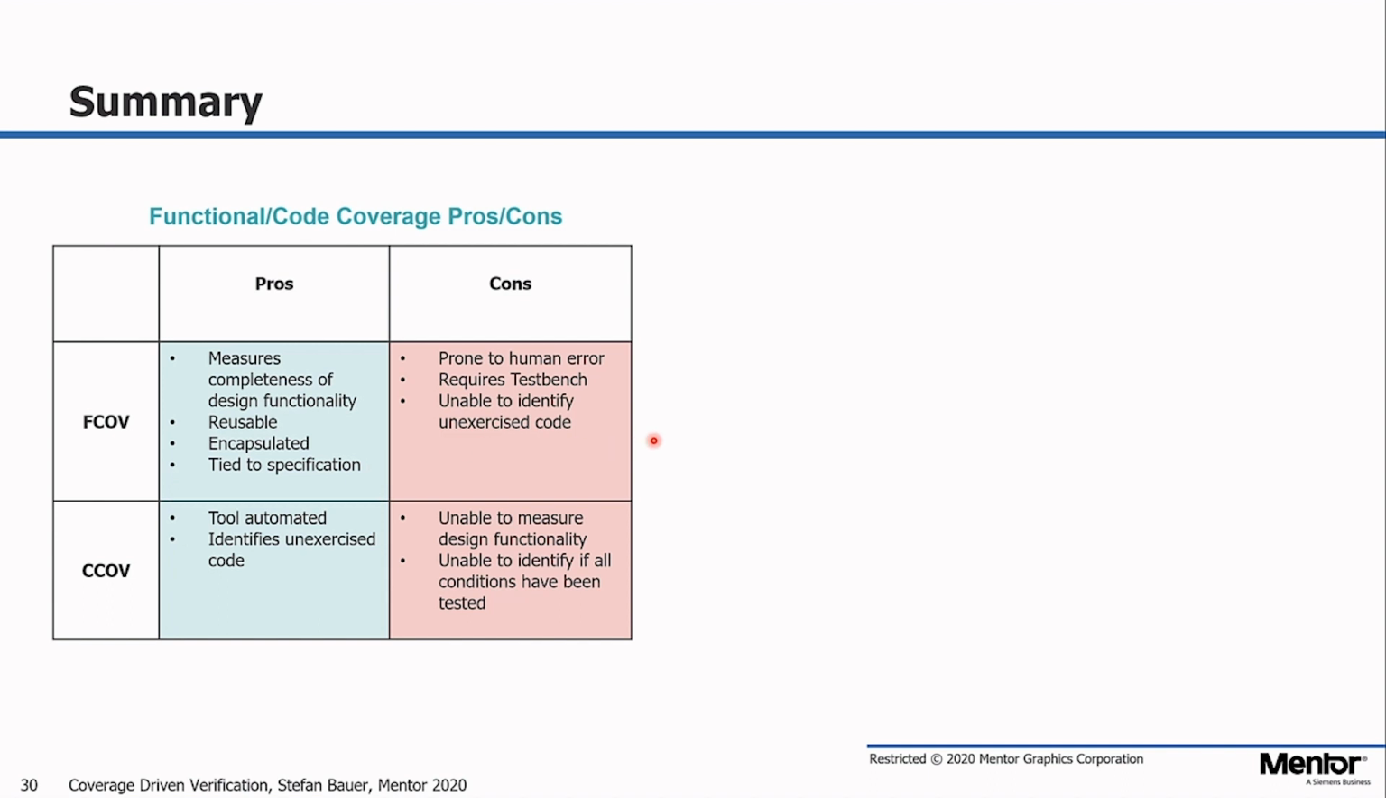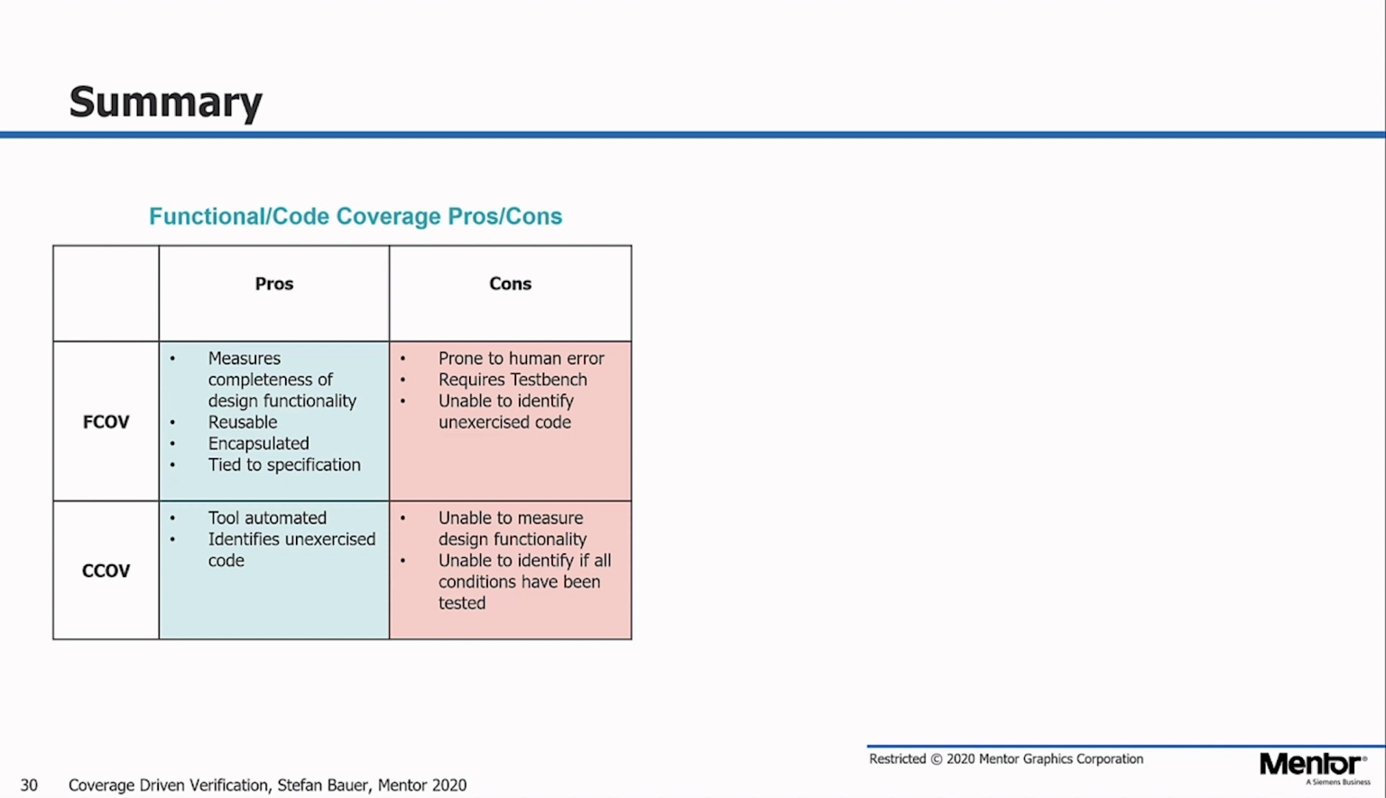Cons of functional coverage: it's error prone because humans need to write this code, and as soon as somebody manually writes that, it's only as good as the engineer in front of the laptop. It requires a test bench and it's unable to identify unexercised code.